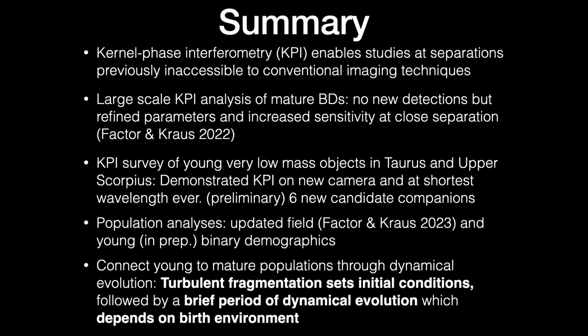This included demonstrating this technique at the shortest wavelength that it's ever been used at, and preliminary 6 new candidate detections in that analysis. And then I analyzed these catalogs that I made and looked at their demographics, their binary demographics, and then connecting that young population to the mixed old population. We can tell that turbulent fragmentation is likely what sets those initial conditions of binaries.